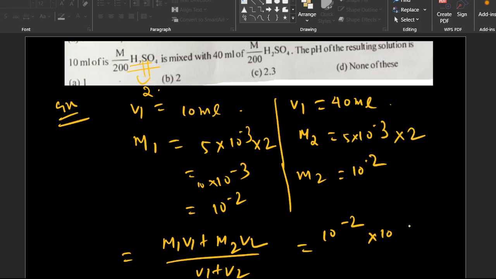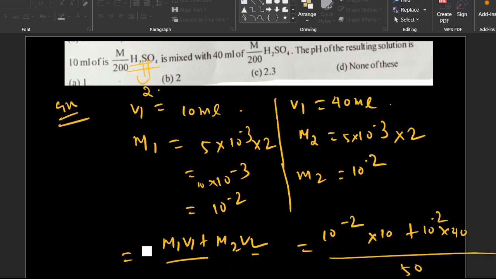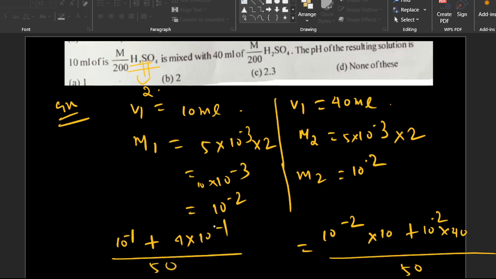10 plus M2 is how much, minus 2, and B2 is 40, divided by 40. That is B1 plus B2, that is 10 plus 40, which is equal to 50. So this value will become 4 into 10 raised to minus 1, over 50.